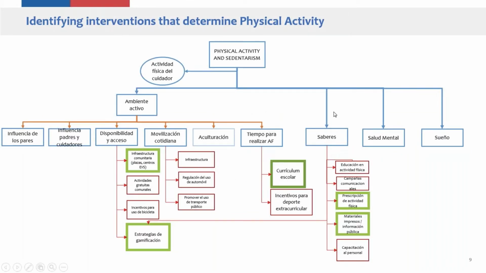After identifying the factors, we went to identify these sub-factors. And this is an example of the sub-factors that determine physical activity. These are in Spanish because there are many of them, but I just wanted to highlight that the ones in green were the ones that were prioritized by the policy division from the ministry. Although we identified several, we had to work with the ones that were a priority for the ministry.